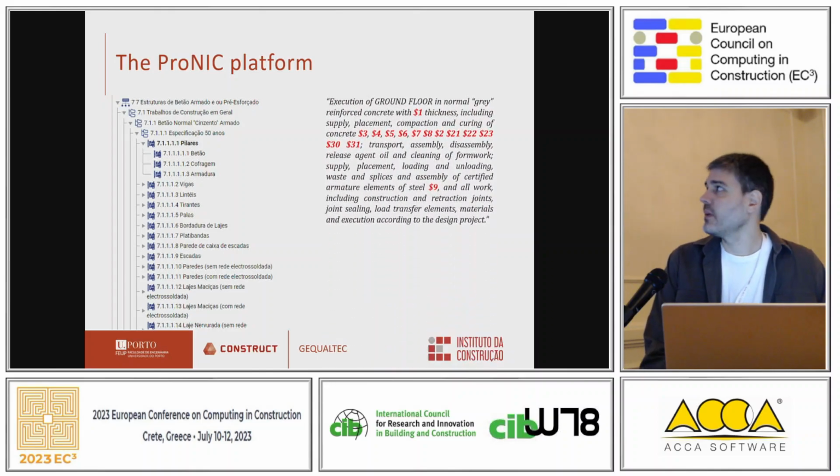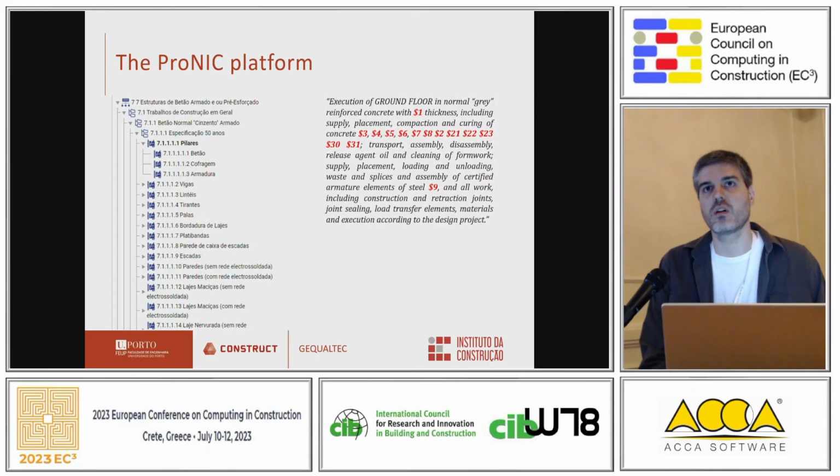And there's an example here, which is in English. Execution, ground floor, normal grade reinforced concrete with, and then you see those dollar number thingies, which we'll come to in a bit. So that's kind of like a representative way of the level of detail that each entry on the bill of quantities should look like.